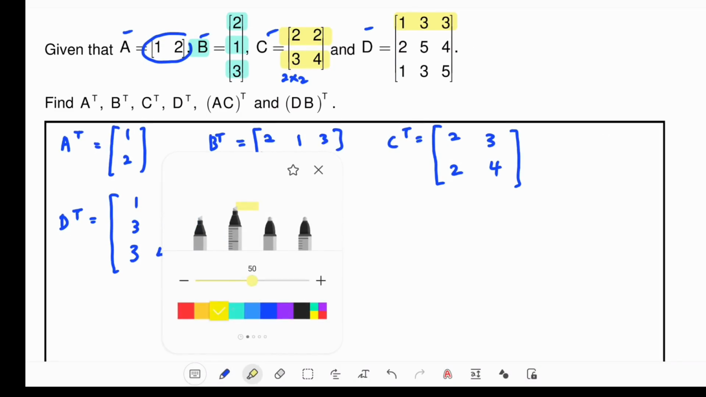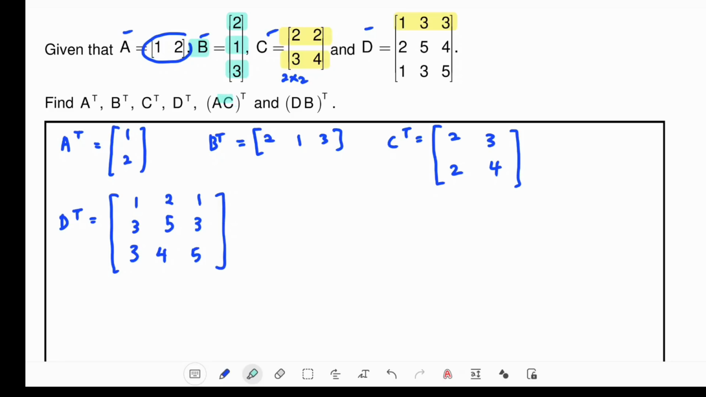Okay, so we have another 2 questions here, which is AC transpose. So how are you going to get the AC transpose?